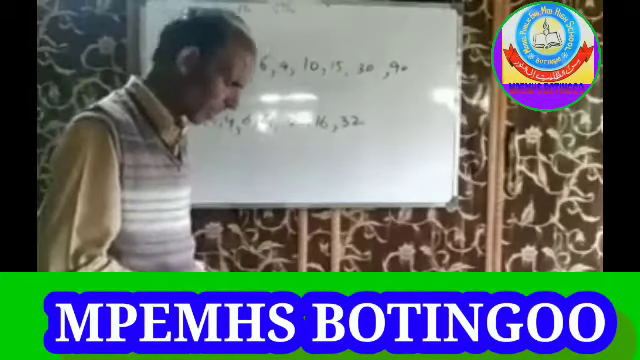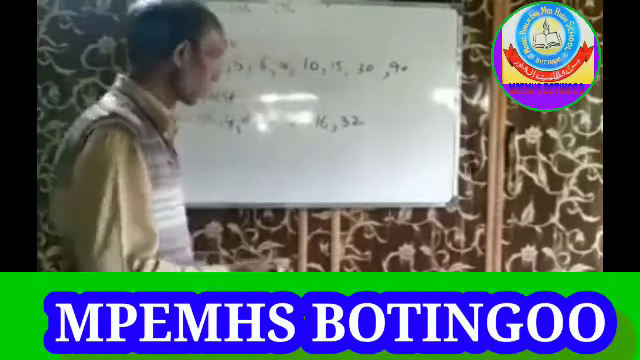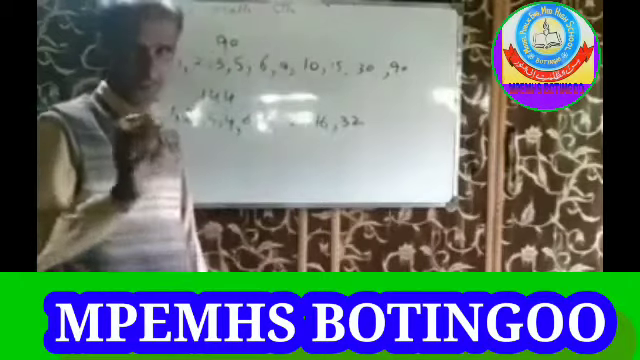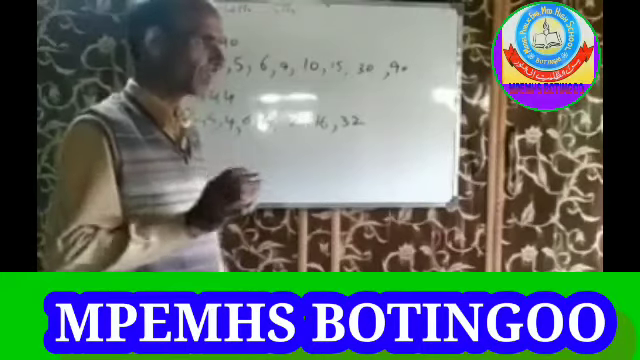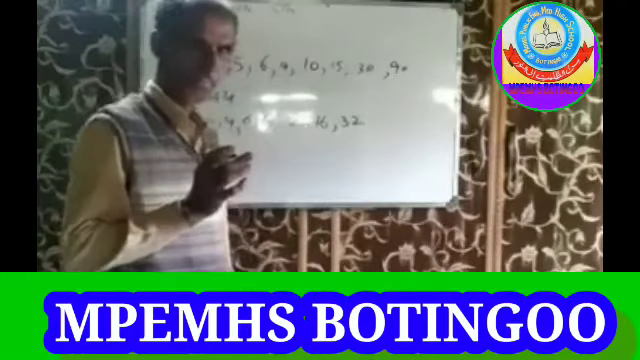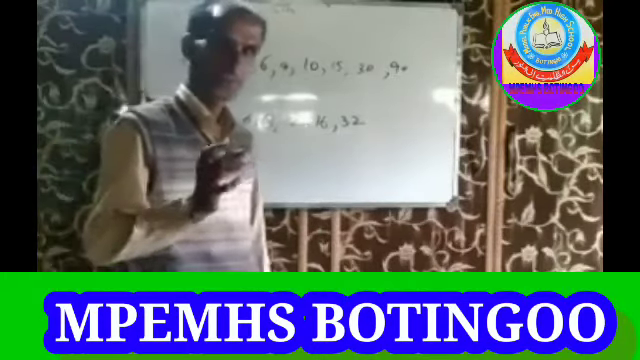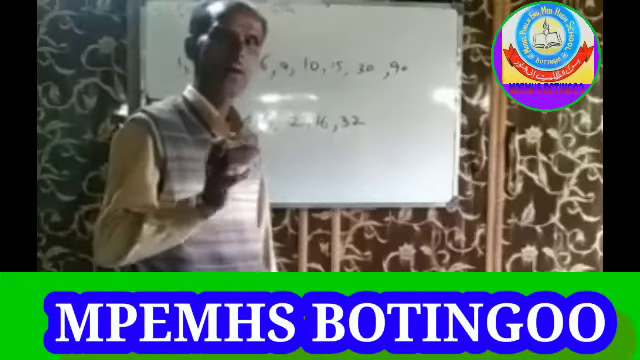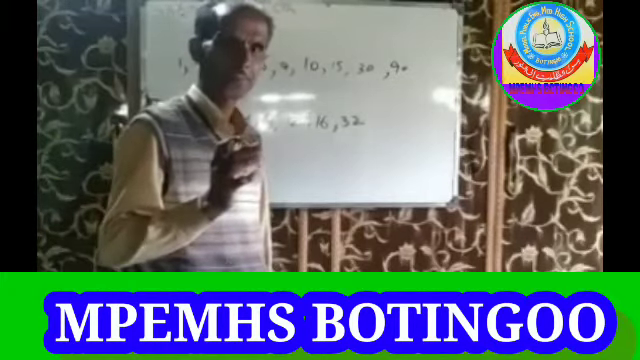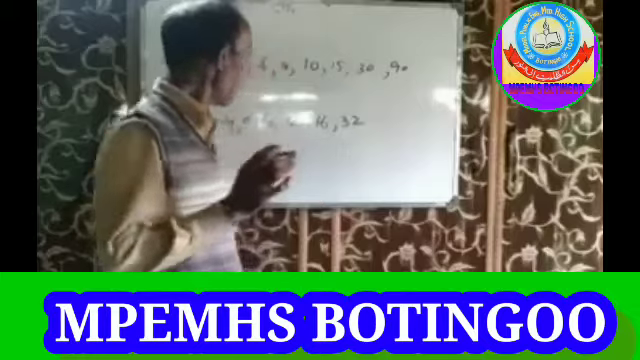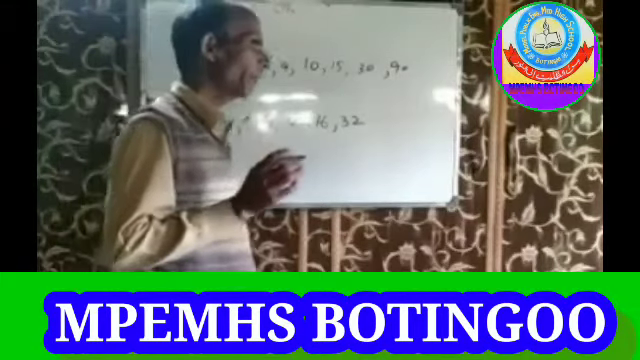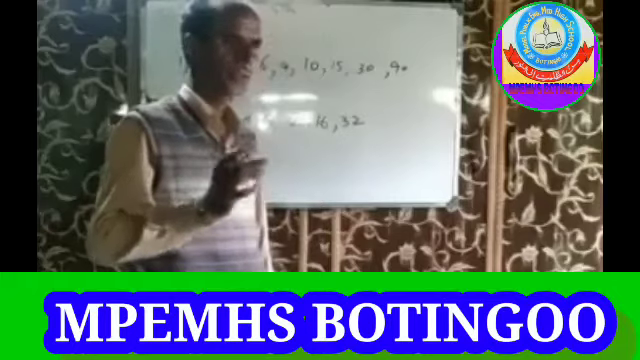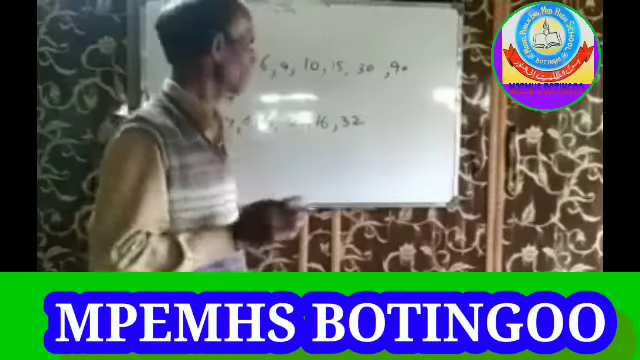Factors we have proved. 1 is a unique or special number. The numbers which have only 2 factors are called prime numbers. The numbers which have more than 2 factors are called composite numbers. And some numbers have more than 3 factors, more than 4 factors.